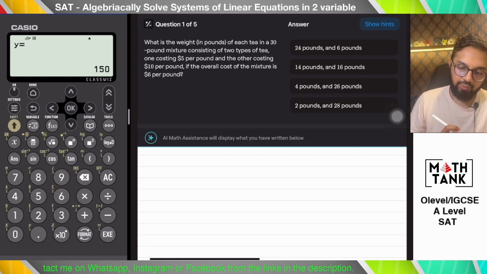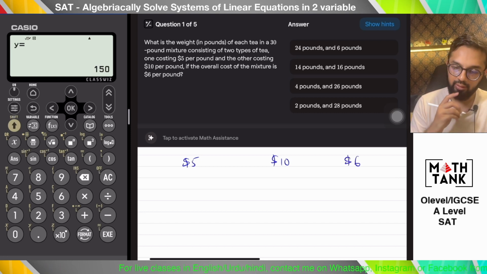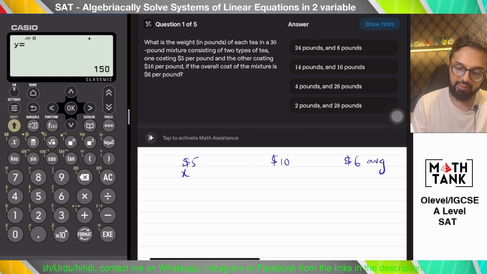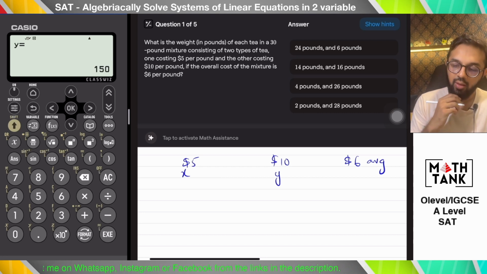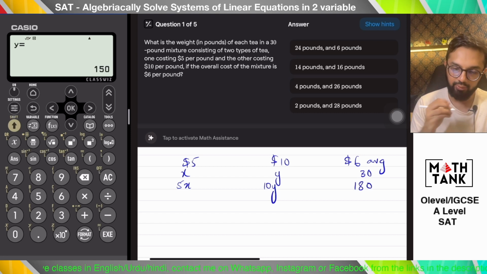What is the weight in pounds of each tea in a 30-pound mixture consisting of two types of tea, one costing $5 per pound and one costing $10 per pound, if the overall cost of the mixture is $6 per pound? Okay, so the overall cost of the mixture is $6, that's an average. So if I mix this in X and that in Y, I have a 30-pound mixture here. So what is the cost of this? 5x plus 10y, and this should cost $180 together.